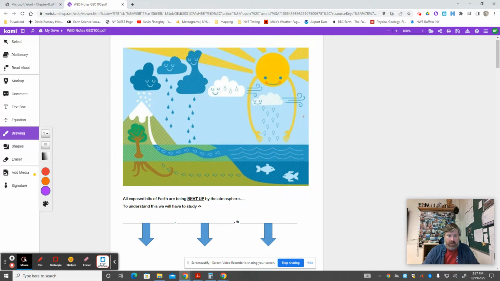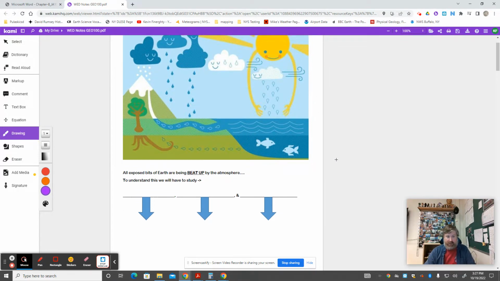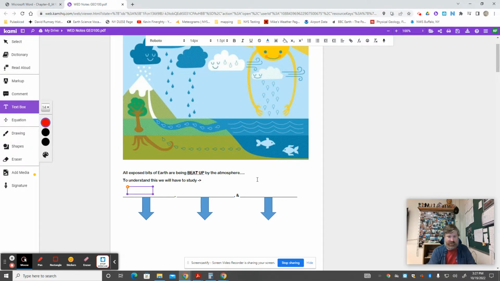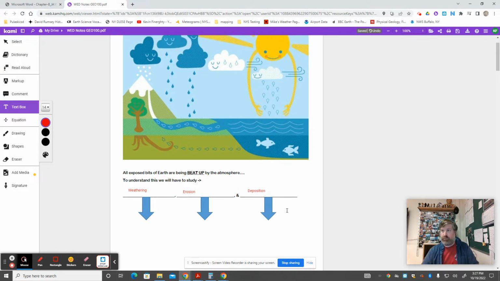Your call. All exposed bits of earth are constantly under attack. They're constantly being beat up. And so to understand this, we're looking at the processes of weathering, erosion, and deposition. It's brutal for rock at Earth's surface, but you got to think of it not on human timescales. Think of it on geological timescales.